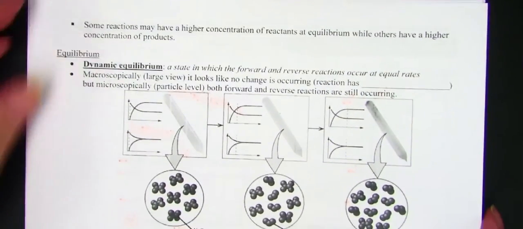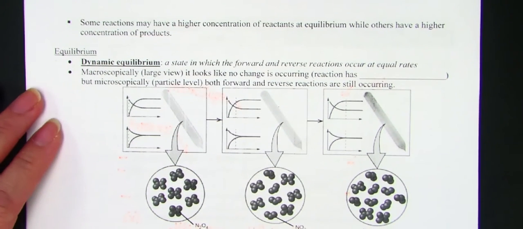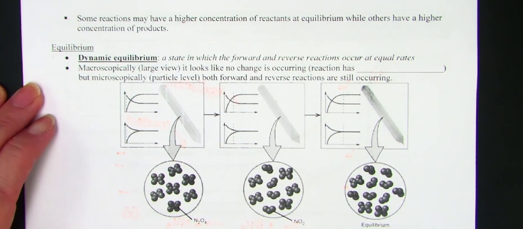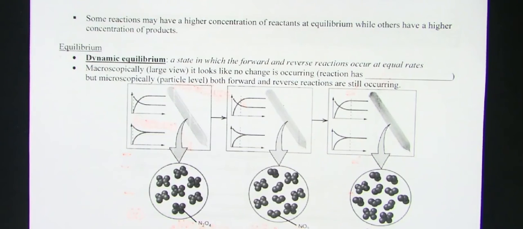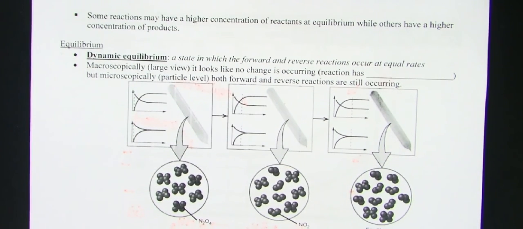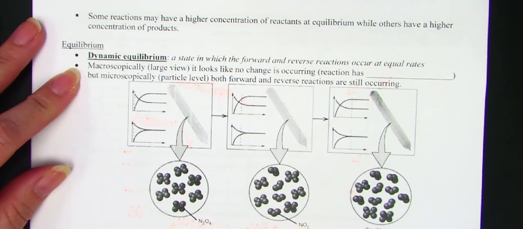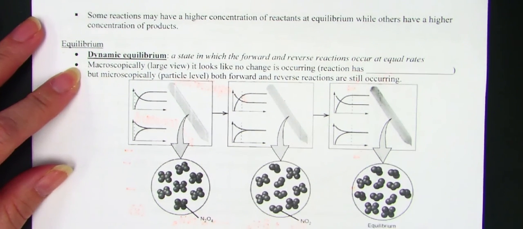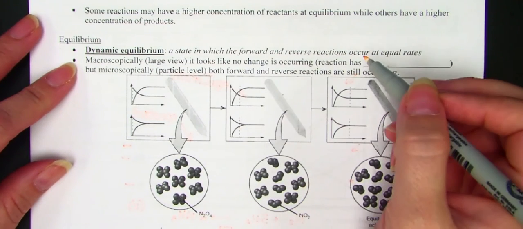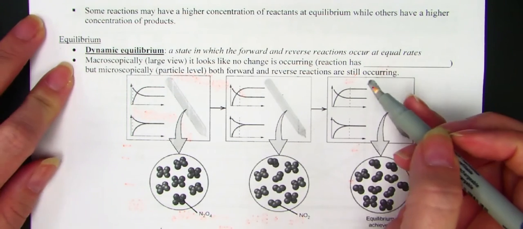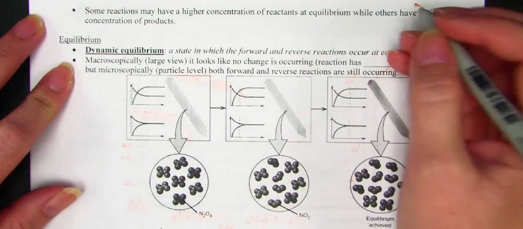Now, some reactions may have a higher concentration of reactants when they reach equilibrium. Others might have a higher concentration of products at equilibrium, and it all depends on the reaction. So, equilibrium is said to be dynamic because the forward and the reverse reactions are both happening simultaneously at equal rates. So, macroscopically, in the large view, it looks like no change is occurring, that this reaction has stopped.